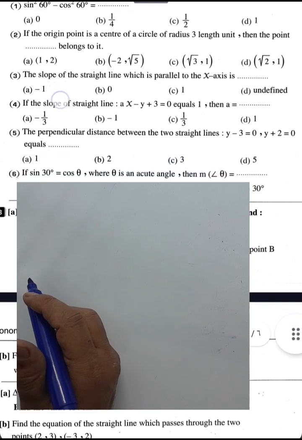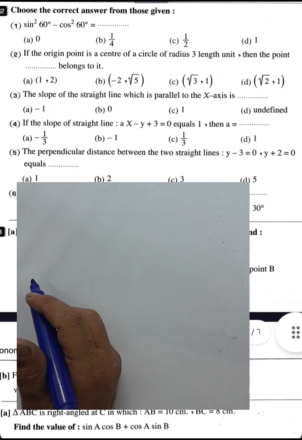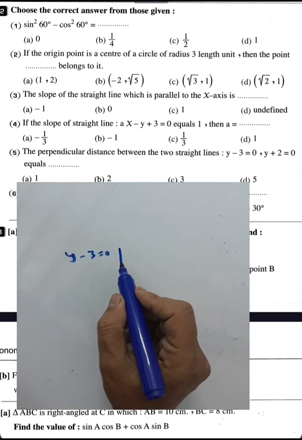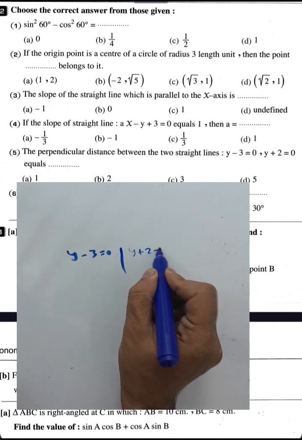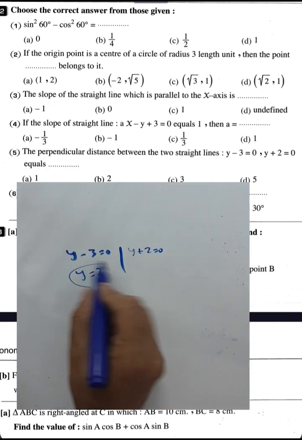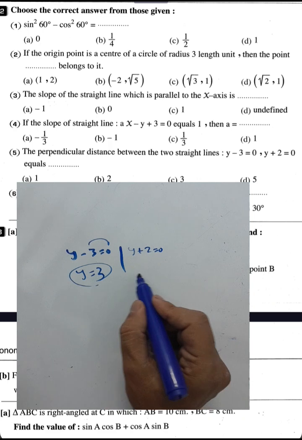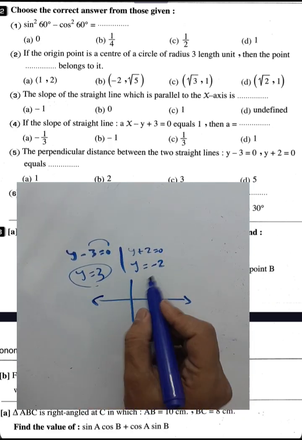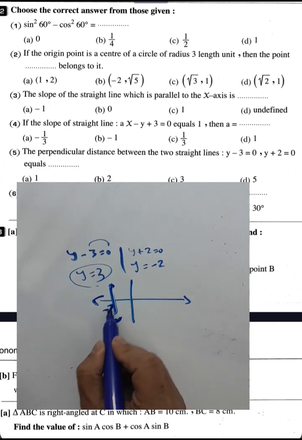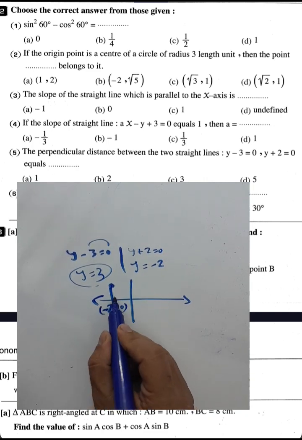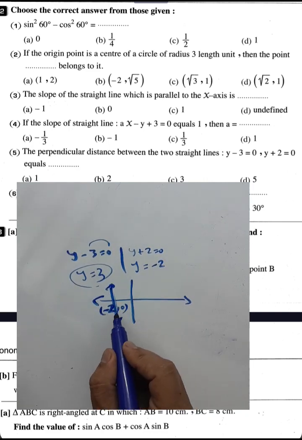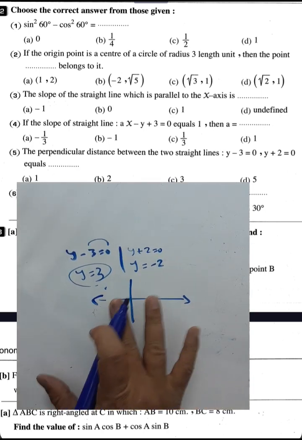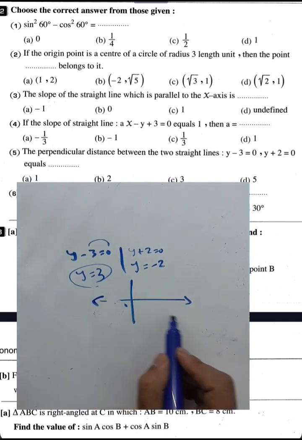Question number 5. The perpendicular distance between two straight lines y minus 3 equals 0 and y plus 2 equals 0. First, you can write the value of y equal to 3, and the second, y equals negative 2. If we draw this graphically, y equals negative 2 here. Okay, y equals negative 2 here.